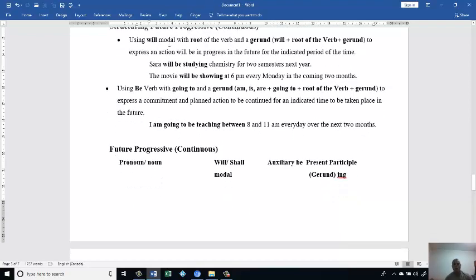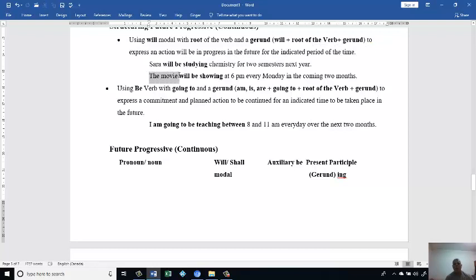Using the will modal with the root of the verb and the gerund, we say will, root, and then verb, and then we add the gerund, the -ing form, to express an action that will be in progress in the future for an indicated period of time. For example, Sarah will be studying chemistry for 2 semesters next year. Tell me next year, not now.